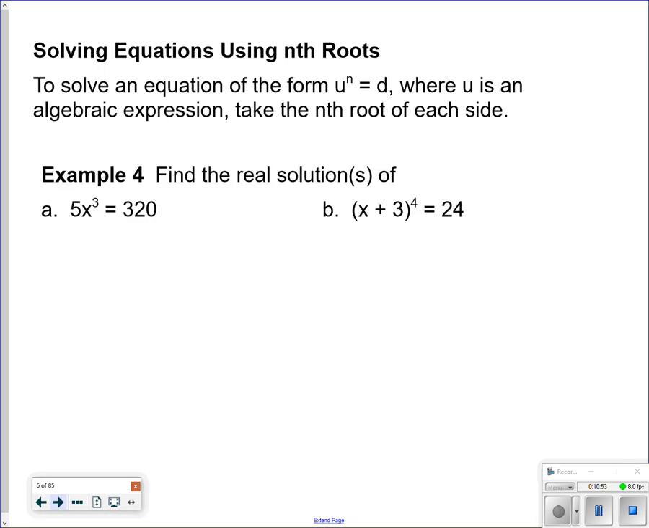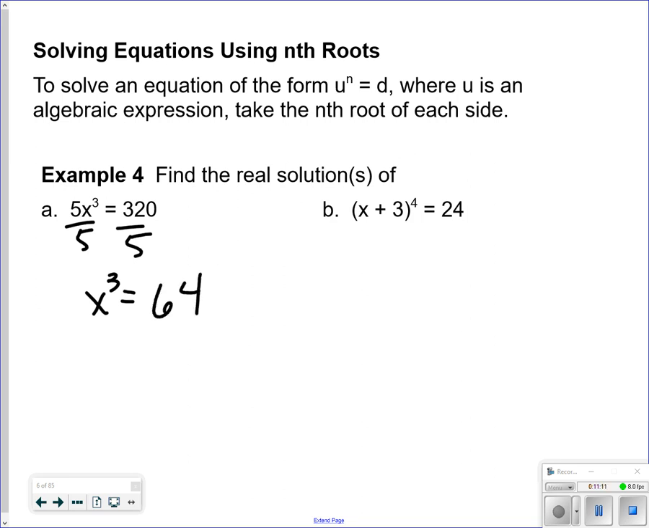Next, solving with. And again, the one thing I would tell all of you is if you're going to take the odd root of both sides, there's always going to be one answer. If you're going to take the even root of both sides, there's always going to be 2. So I'm going to divide both sides by 5. So 32 divided by 5 is 64.